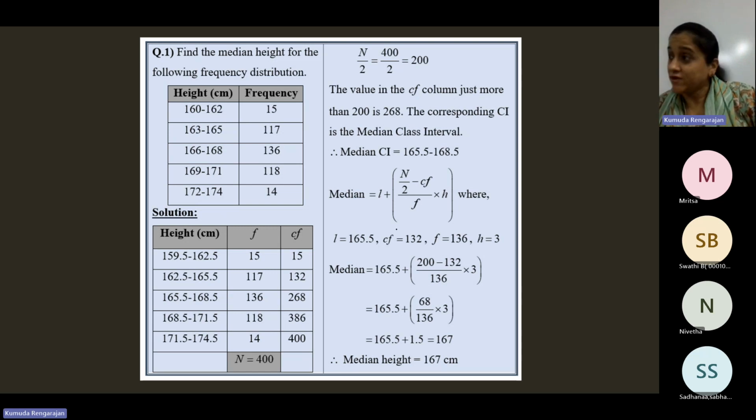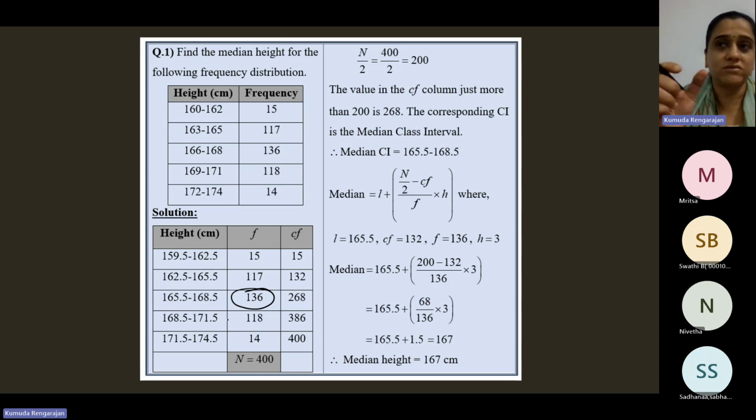By F. F is the frequency of the median class. CF is before the median class. F is the frequency of the median class interval. So it is 136. And H, what is H? The width of the class interval.